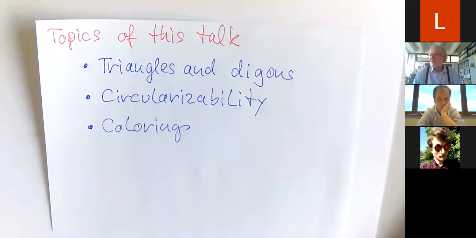Then I have a chapter about circularizability, so about the question whether you can draw an arrangement as an arrangement of circles instead of an arrangement of pseudocircles. And we will see two proofs which show how you can argue that something is not circularizable. And then there is something about colorings of arrangements.